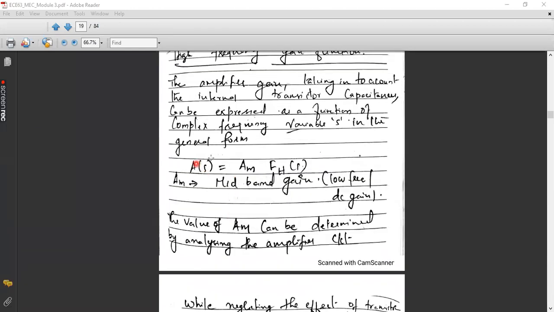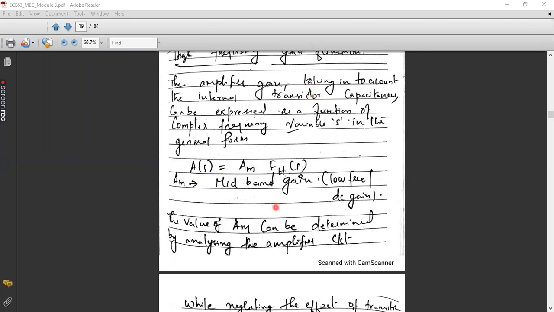And you have the equation for gain, which we have already discussed, which is nothing but the midband gain into FH of s. So usually at low frequency, the value of FH of s will be 1, or unity. As a result, A of s is equal to Am. So that is what is called midband gain. So for low frequency, the gain of the amplifier will always be constant, which can be considered as the midband gain, equal to Am.